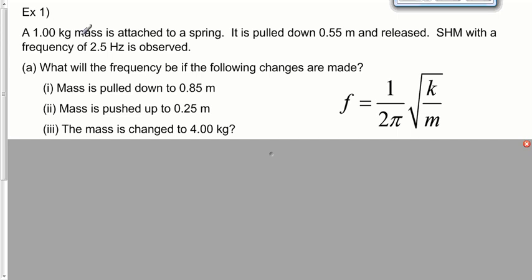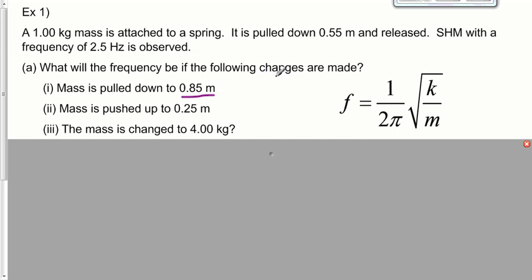All right, so I want to know the first thing: what's going to happen to the frequency if I make any sort of changes here? The first change I'm going to make is, instead of pulling the mass down to 0.55 meters, I'm going to pull it down to 0.85 meters. So I'm going to ask what change will happen to the frequency.